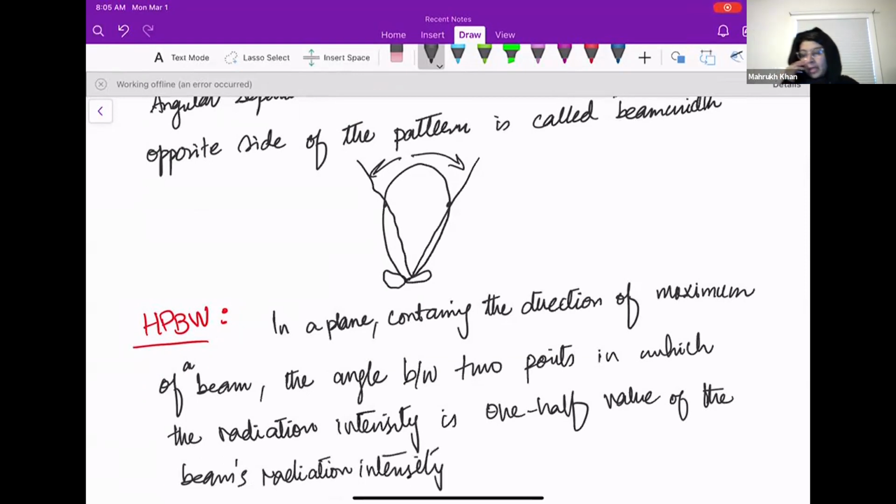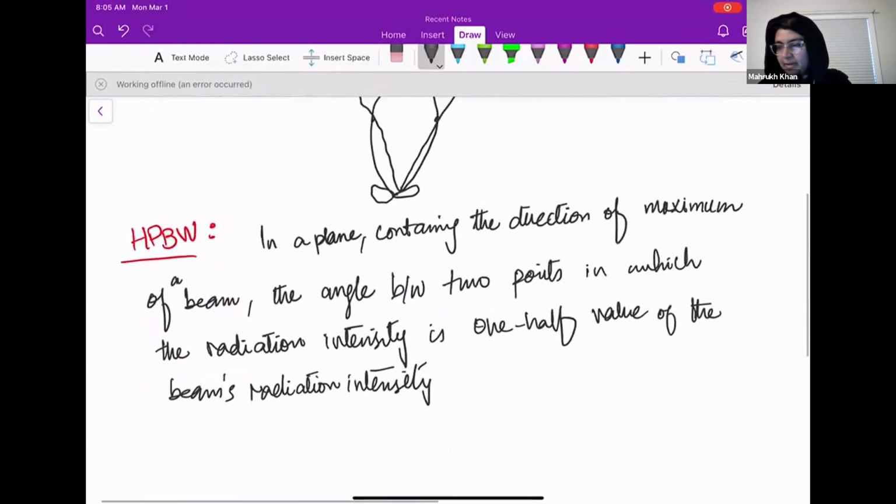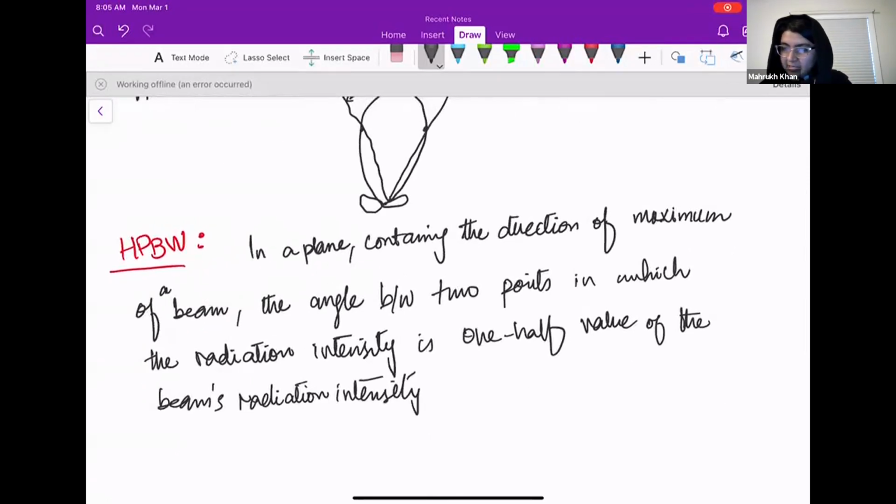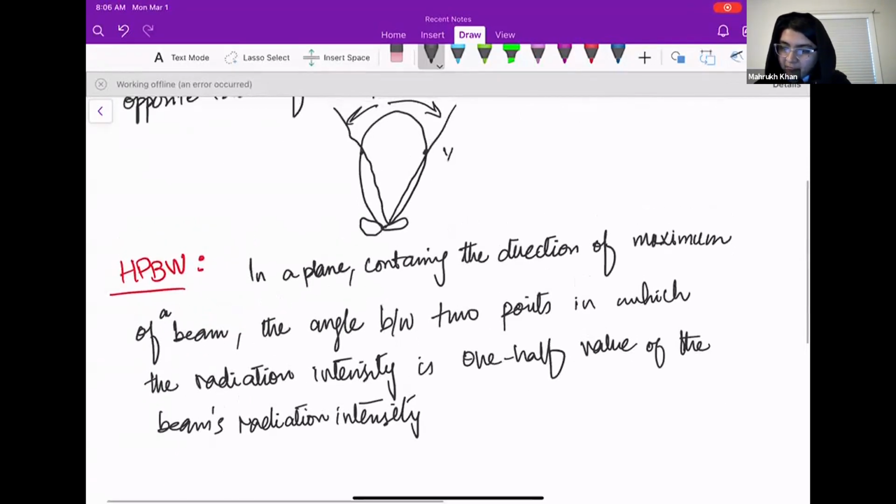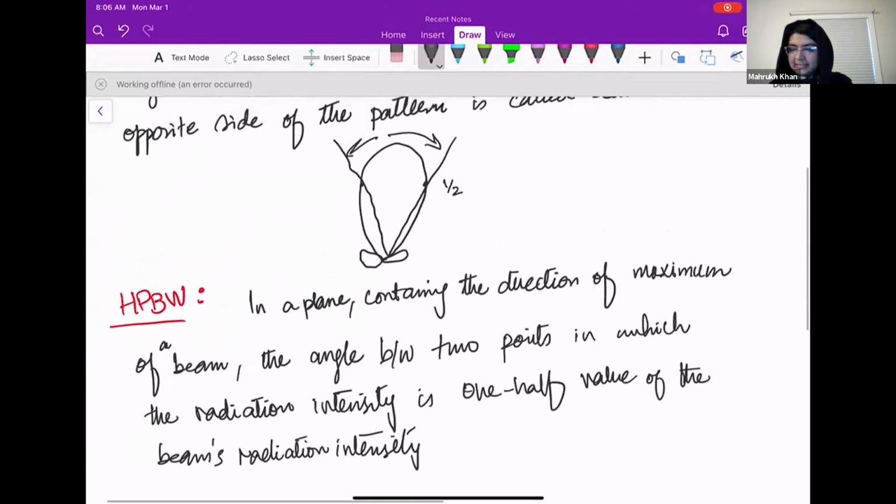So if there's a plane of the maximum lobe or maximum radiation intensity, like I did here, and if this is a half power point of that radiation intensity, then this would be called half power beam width. So previously we were saying that any angular separation between any 2 points on your lobe is the beam width. But if it is a half power point, then it's called half power beam width.